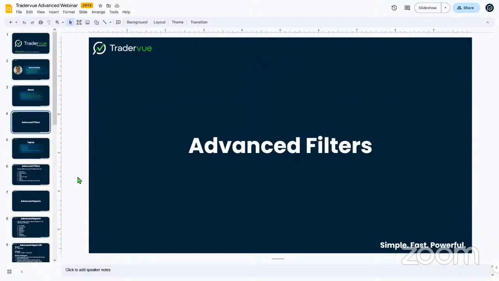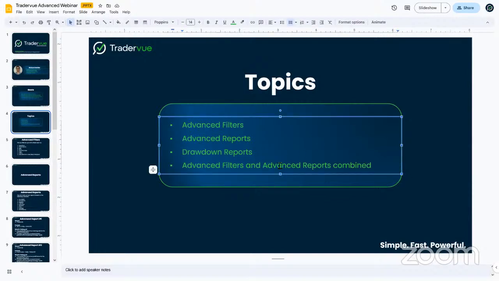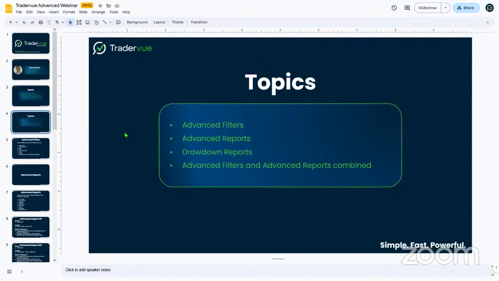Advanced filters is the first part that we're going to cover. Oh, sorry, this is not in the right place. Okay, so the topics that we're going to cover are advanced filters, then we're going to jump to advanced reports, then we're going to do advanced filters and advanced reports combined, which should be third here, and then we're going to go last on drawdown reports. If possible, leave some space and some time for questions.